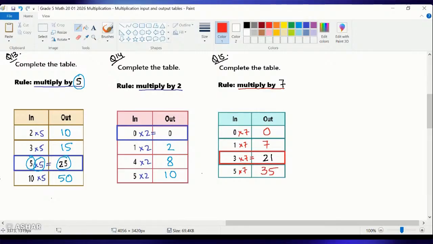Okay. So with one given rule, we were able to complete the table because 3 and 21 was given to us. So we know that 3 multiplied by 7 is 21. Then all the input numbers will be multiplied by 7 to find the output numbers. Okay, let's try one more.